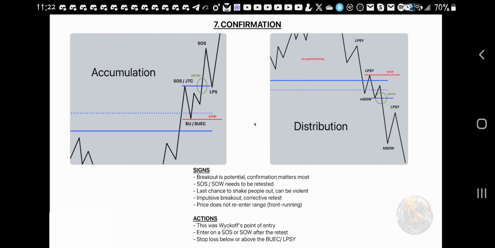All right. So what do we do? How do we actually trade this? This is the important part. This is where Wyckoff traded. This is exactly how he traded it. So you can start with this as a frame. And from there, you can enter your own trading rules if you want. So you enter on the show of strength or show of weakness after the retest, and you put your stop loss below or above the BUEC or the LPSY. So let me explain that.